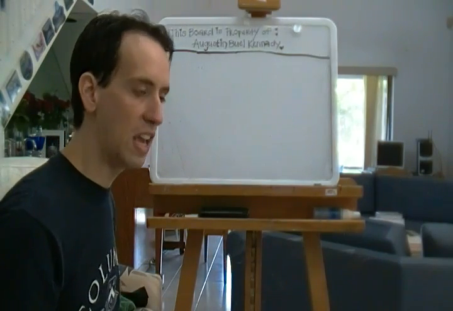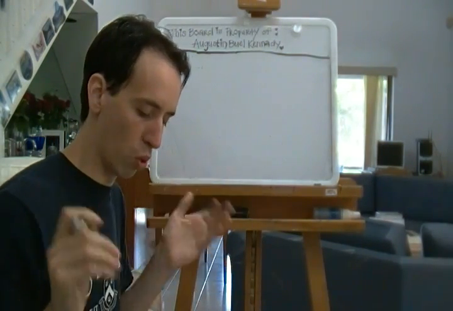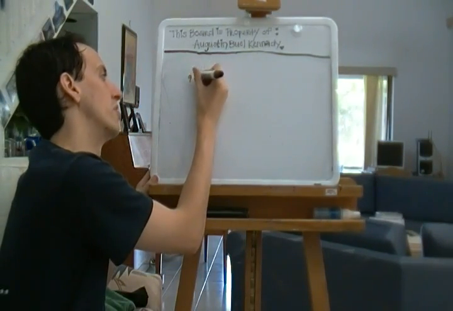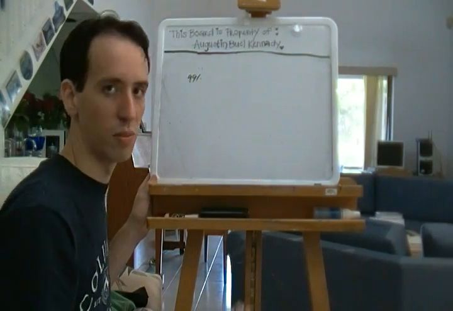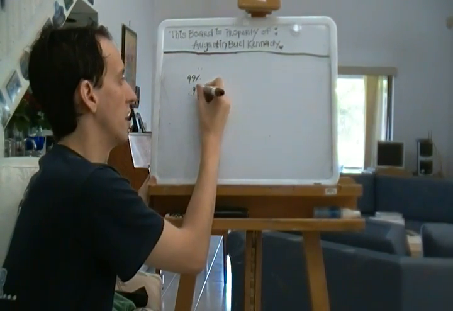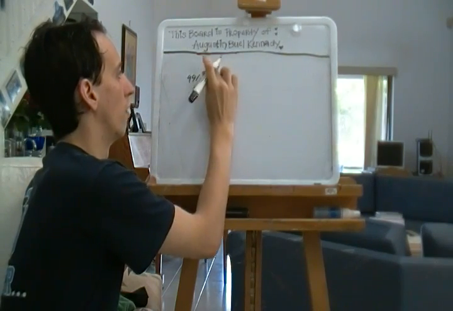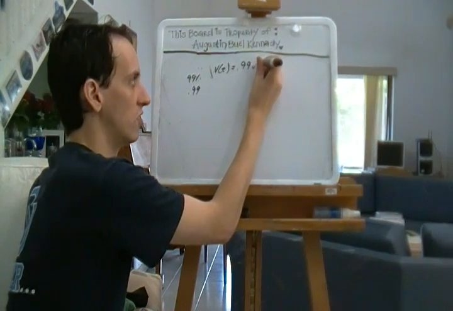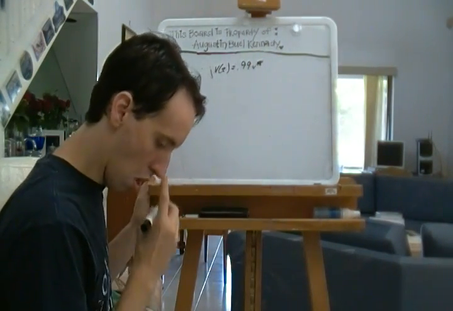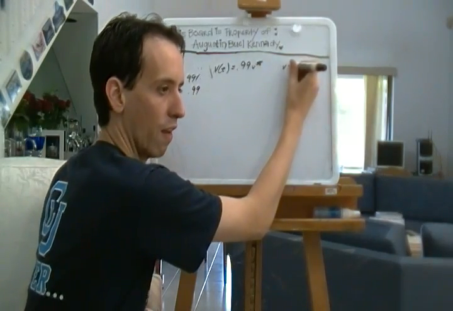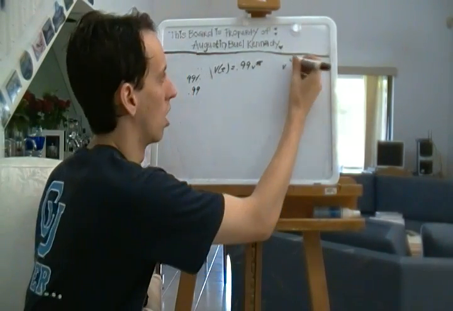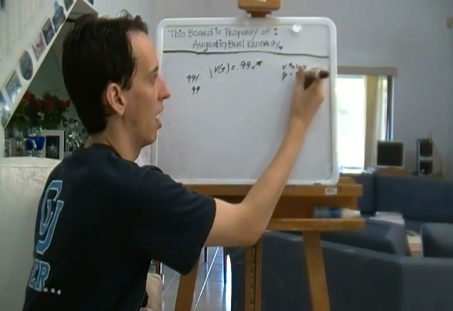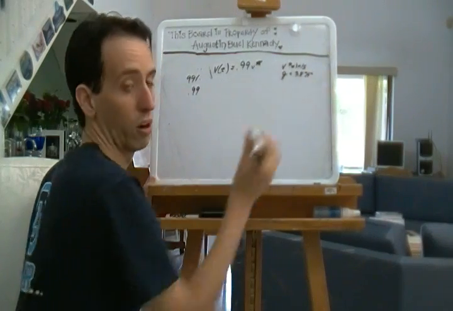We know that V of t now is 0.99 V star. It's 99%. The way that you write 99% as a decimal, 99% of the terminal velocity is 0.99. So V of t equals 0.99 V star. That's something that we know. We also know that V star equals 1 meter per second, and g equals 9.8 meters per second squared.